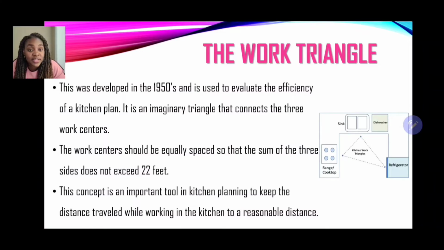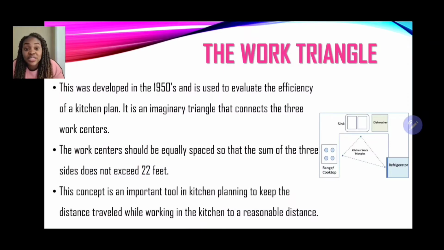Now, the work centers should be equally spaced, so that the sum of the three sides does not exceed 22 feet, right? Now, the concept is an important tool in kitchen planning. Very important thing to consider as well, guys. The work triangle is one factor to consider when we're planning the design and layout of a kitchen or we're remodeling a kitchen, right? Because it aids in efficiency in the kitchen, right?